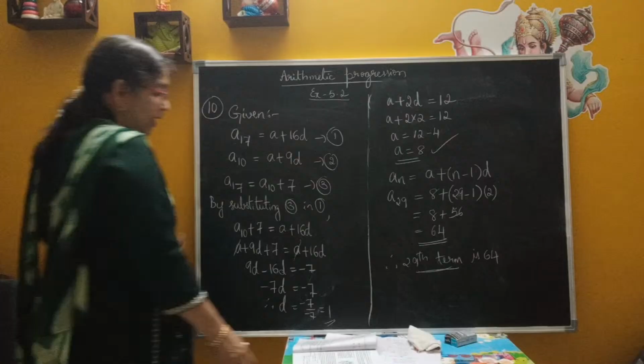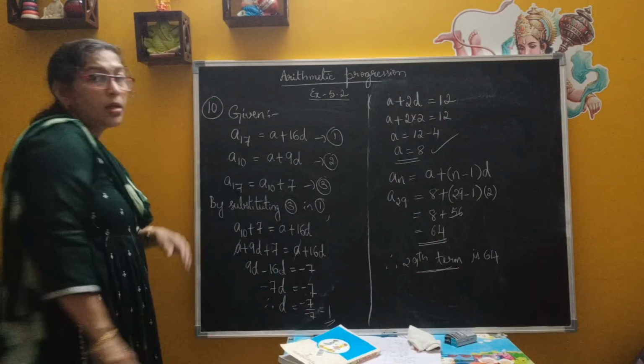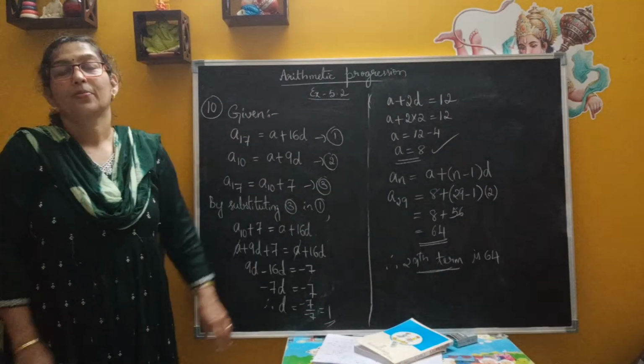So what is the conclusion? The common difference is plus 1, or 1. The D value is plus 1.